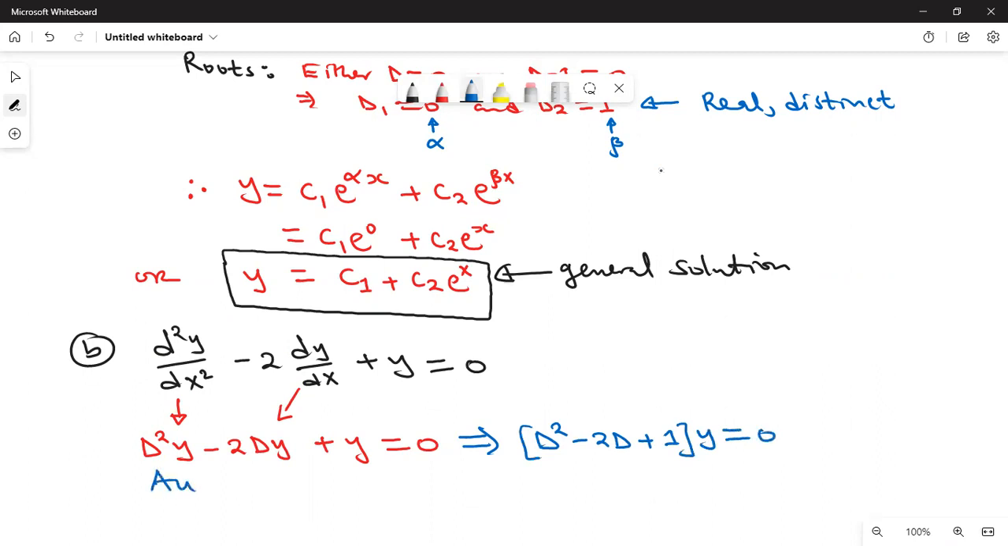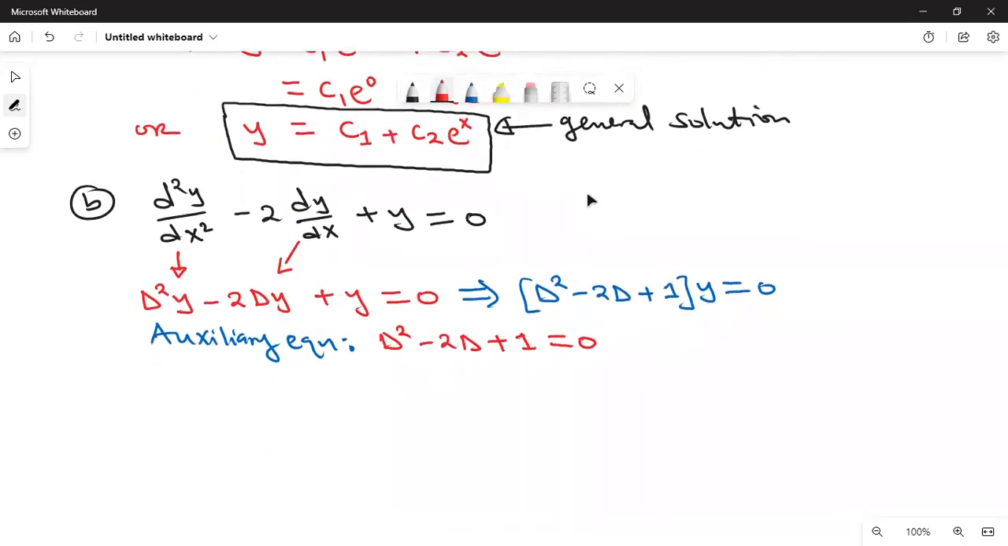So the auxiliary equation: equate the coefficient of y to 0, so we'll have d squared minus 2d plus 1 is equal to 0. And you can factorize. If you factorize that, this is the same as d minus 1 squared. Now d minus 1 times another d minus 1 is equal to 0. So what about the roots? There are two roots and they are equal.